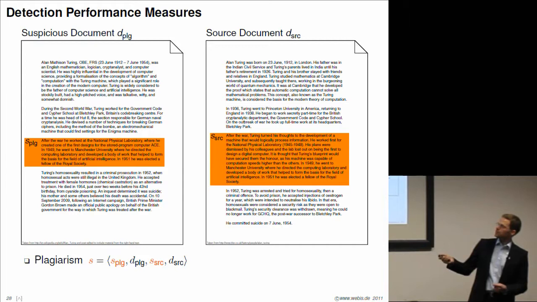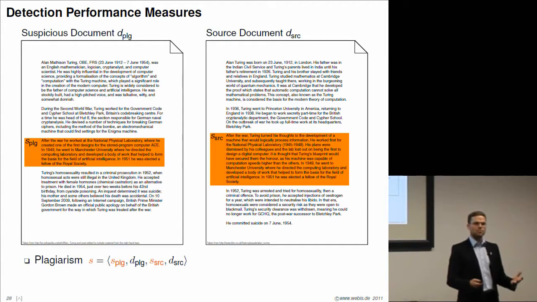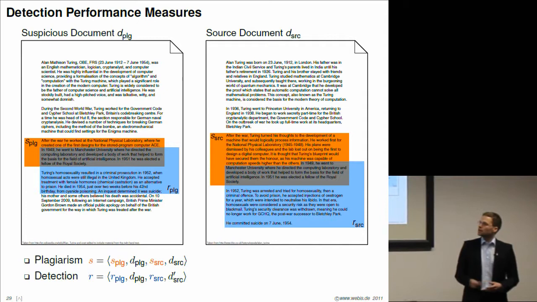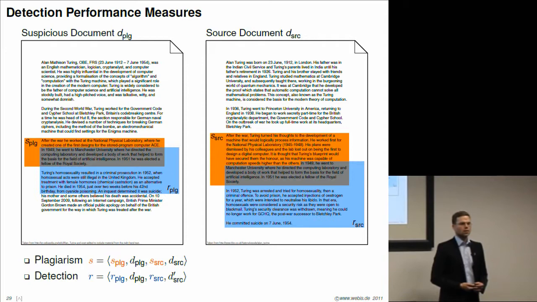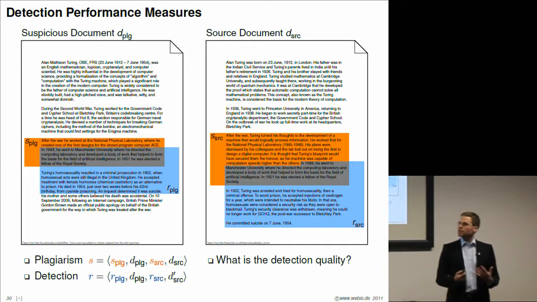Now, let us pretend a plagiarism detector has analyzed these 2 documents and come up with a detection, which you can see here in blue. It is notated quite similarly, but most obviously, there's overlap with the actual plagiarism case, but not entirely. It didn't find everything. Actually, it found more than it was supposed to find. And the big question now is: is this good or is this bad? What is the quality? How can we quantify this quality? How can we compute a value for that in order to say it's good or it's bad?